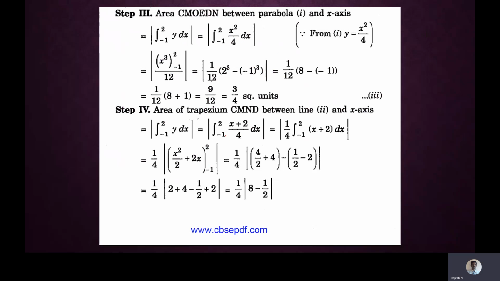That is the area of the line. Area of the line means what? You take minus 1 to 2 y dx only. That is the area under the line. Area under the line is what? y is x plus 2 by 4, and 1 by 4 into, you will get the answer.